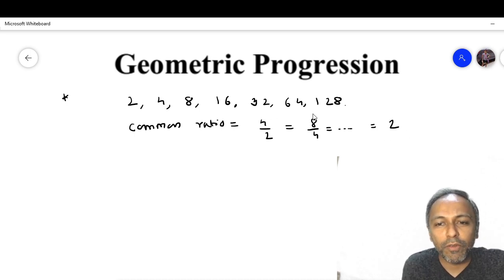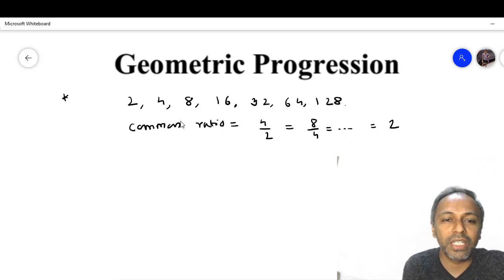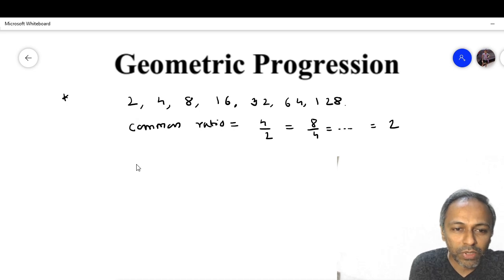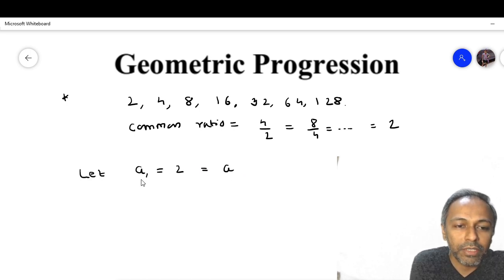So in any sequence of numbers, if the ratio of the succeeding term to the preceding term remains constant, then such a sequence is called a geometric progression. Let us explore this. Let us consider the first term a1 as equal to 2. We can even write it as a. So let a1 be denoted as a.